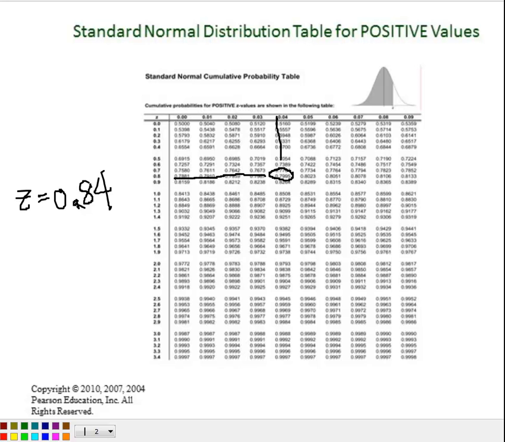But anyway, in this one, I got 0.7995. I circled it for you. To figure out the z-value that corresponds, you move over to the left, and that's how I got the 0.8 right here. And then you move up to the top, and that's how I got the last number, which is 4. Alright, so that's the z-value.